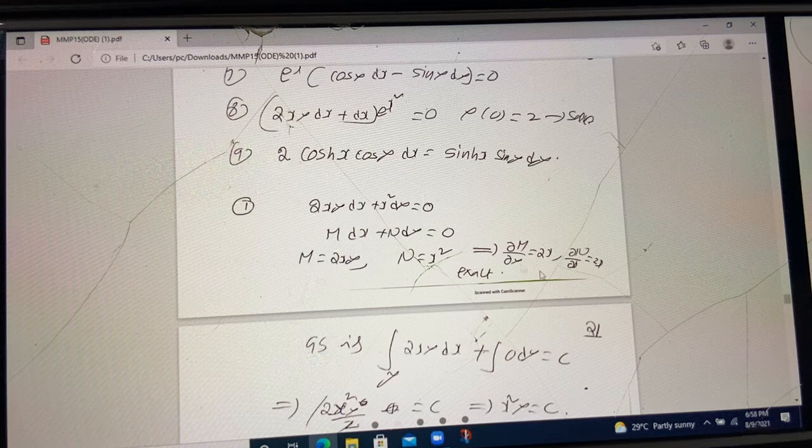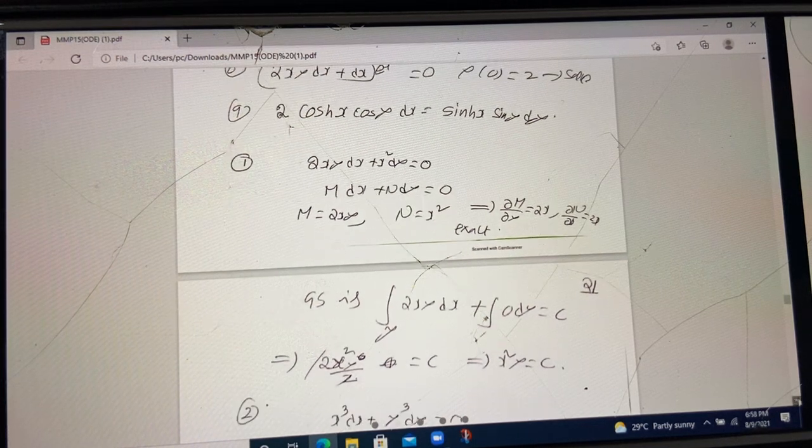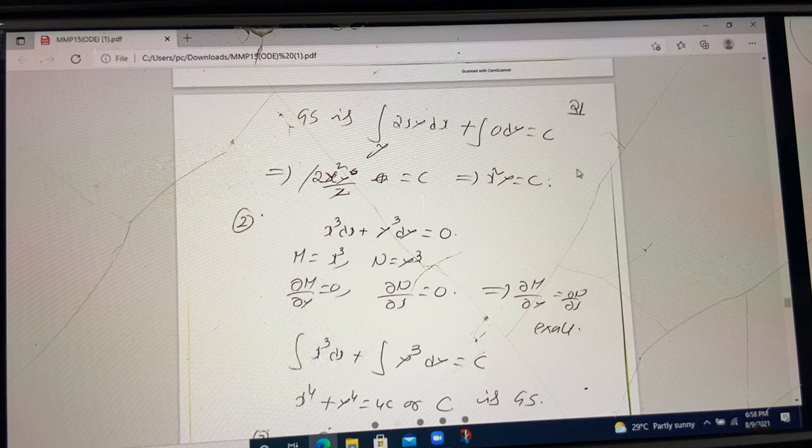Now, it is exact. Then how to solve? Integral of 2xy dx, that is M dx, then the terms of N not containing x. There is no such term, so 0 dy equals constant. What is the integral of 2xy? It gives 2x²y by 2 plus 0 equals constant. So x²y equals constant. This is the required general solution.